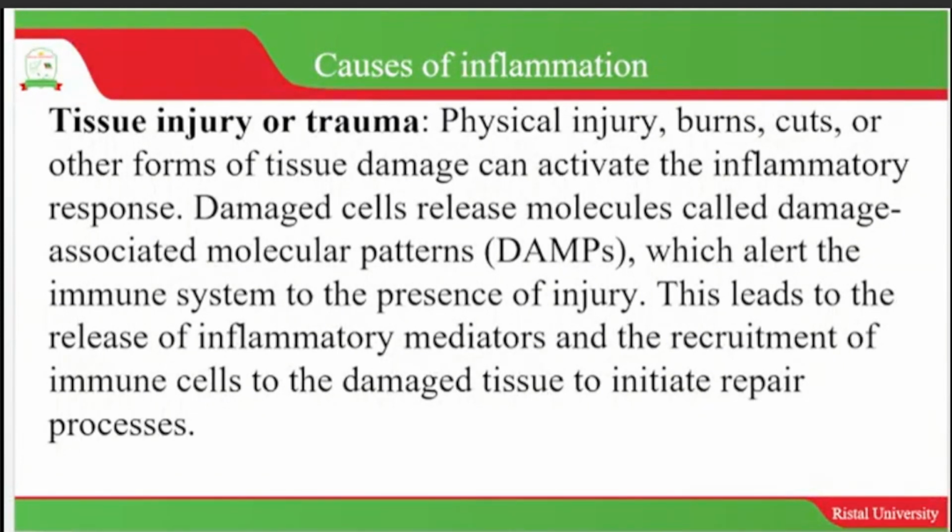This leads to the release of inflammatory mediators and the recruitment of immune cells to the damaged tissues to initiate the repair process. Therefore, this could be one of the causes of inflammation, and we are saying these chemical mediators may include cytokines and chemokines that could be recruited to the site of injury. So that is the second cause of inflammation, tissue injury or trauma.